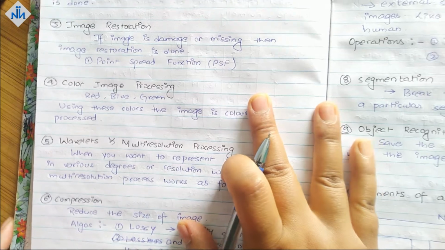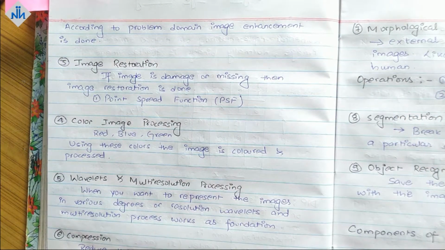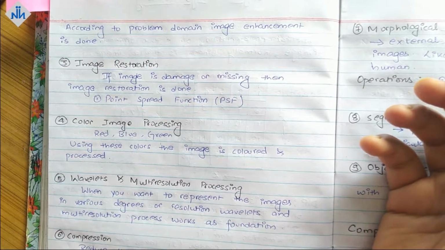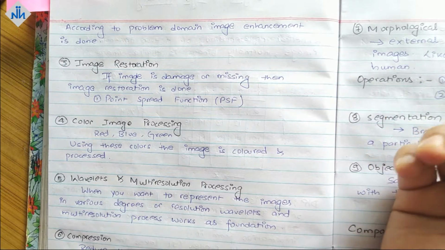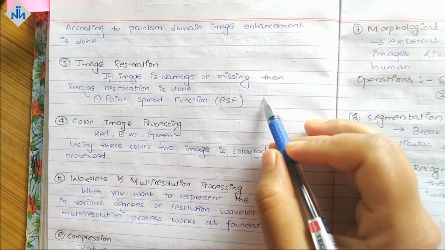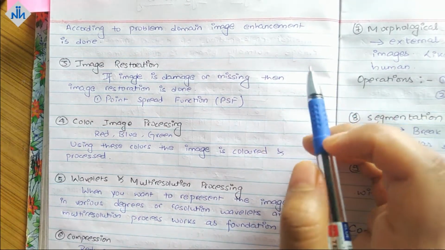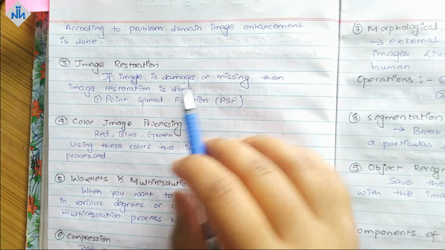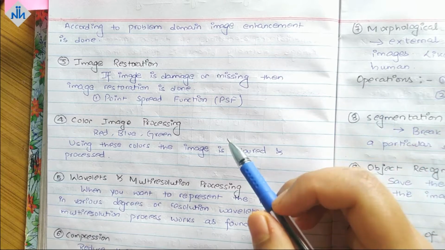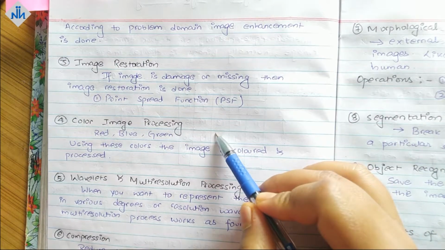After that, we have image restoration. What we do in image restoration is, suppose the image is damaged. Suppose we took the image and in the process of giving the image to the person who is going to do the processing, the image became damaged or some parts are missing, then image restoration is done, and it is done using the point spread function, PSF.